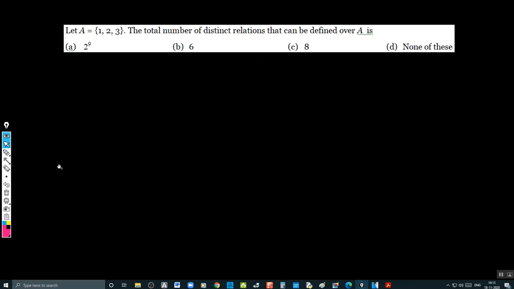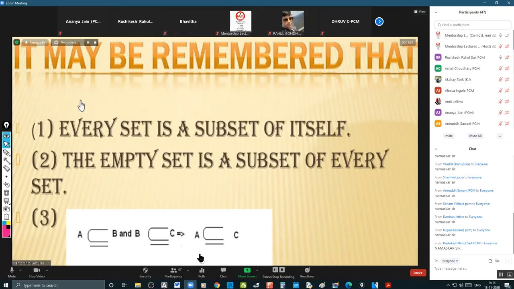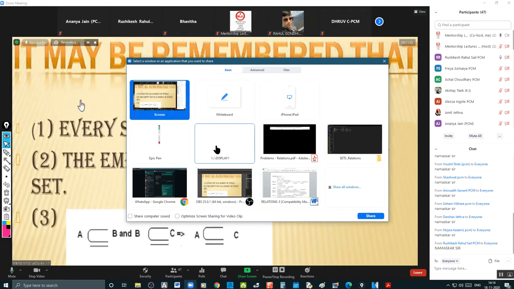And how many distinct relations? A is equal to 1, 2, 3, the total number of distinct relations that can be defined over A. Just for the revision sake, you tell me the answer faster and I'll be moving forward. Come on, tell me the answer for this. Are you there? Can you repeat the question? It's on the screen. No, sir, it is not on this. Yeah, just a moment.